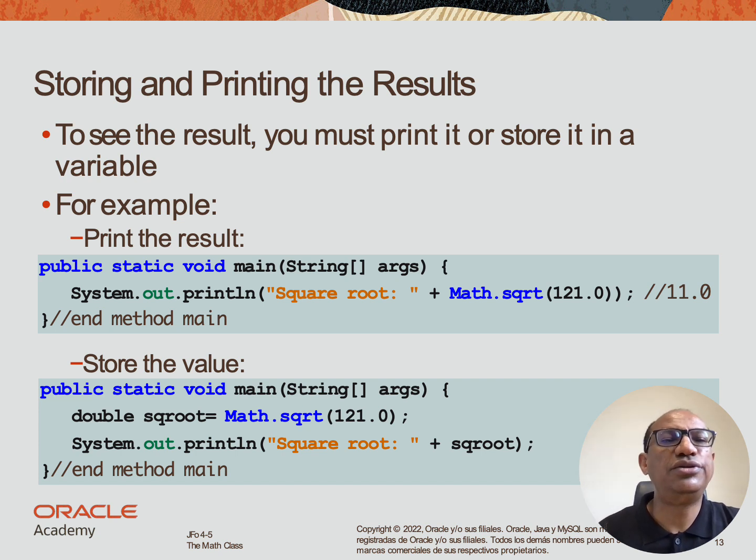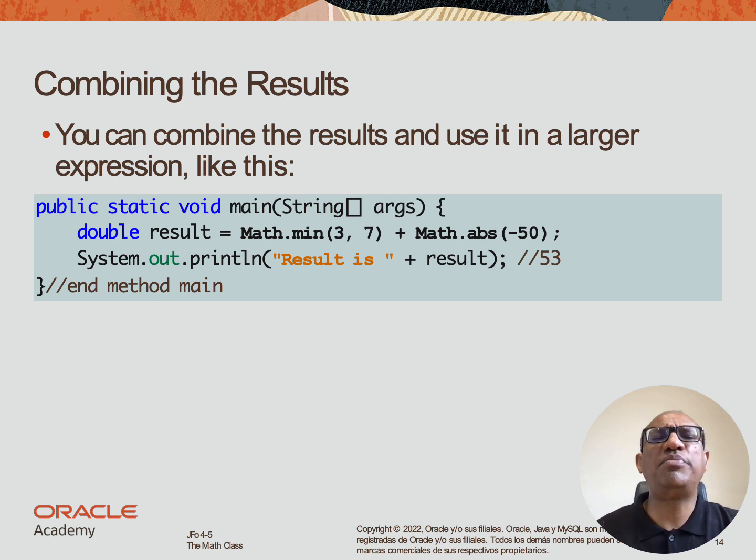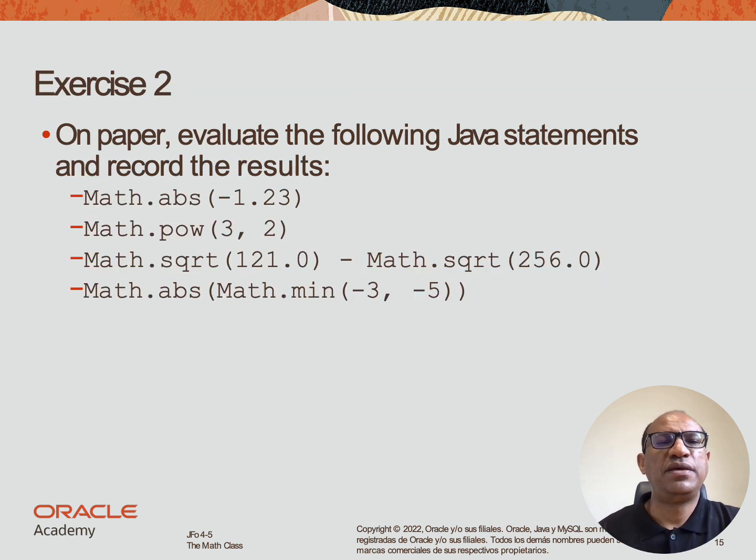Want to see the result? You've got two options. One, print it directly in a System.out.print, or two, store it in a variable. You can even combine multiple method calls in one expression. Here it's choosing the smaller number and adding it to the absolute value of -50. Exercise 2 is the paper one. Try evaluating this manually before running the code on the computer. It's good practice for understanding how these methods behave.